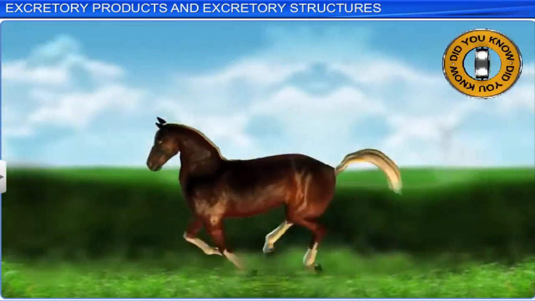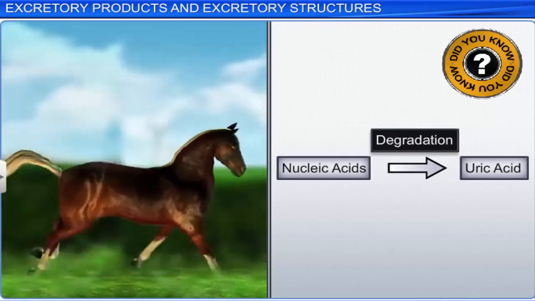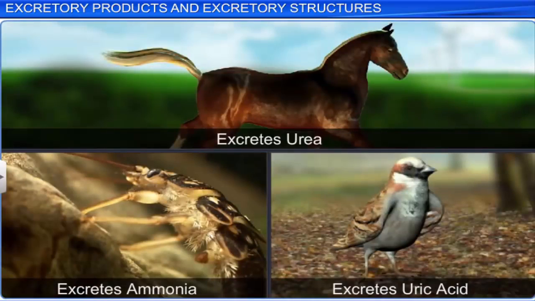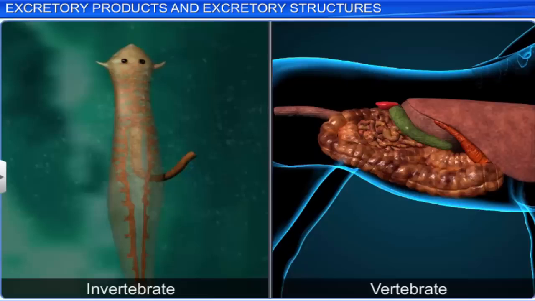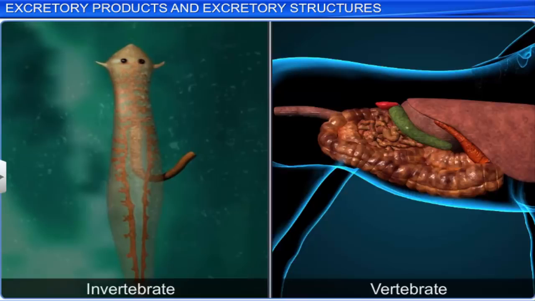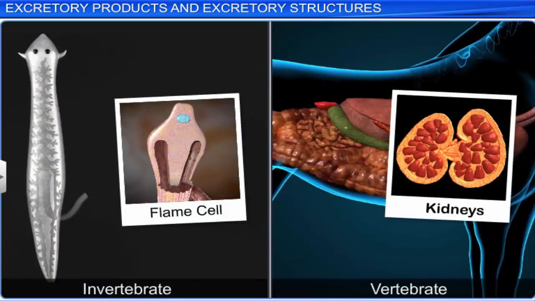Did you know that in mammals, uric acid is formed by the degradation of nucleic acids and is excreted as a part of urine? As animals excrete nitrogenous wastes in different forms, the structure of their excretory system also varies. The study of phylogeny of the excretory system reveals that primitive animals such as invertebrates possessed simple organs like protonephridia or flame cells, which in the course of time evolved into complex organs such as the kidneys in vertebrates.